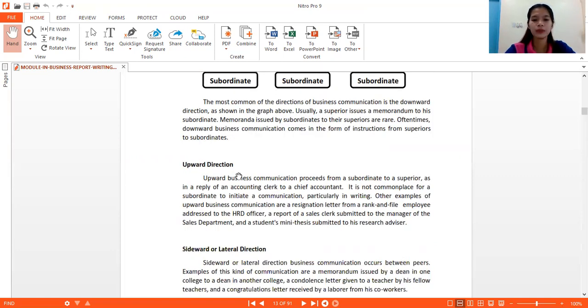Upward direction. Upward business communication proceeds from a subordinate to a superior. As in, for example, a reply of an accounting clerk to a chief accountant. So it is considered as upward direction. For example, a chief accountant sent a letter to the accounting clerk, then the reply of the accounting clerk is considered upward direction because galing siya sa accounting clerk papunta sa chief accountant. So, pataas. Did you understand po?